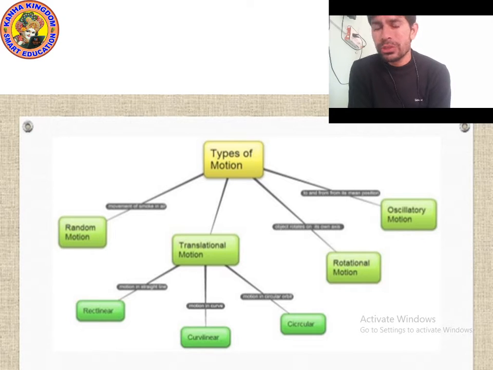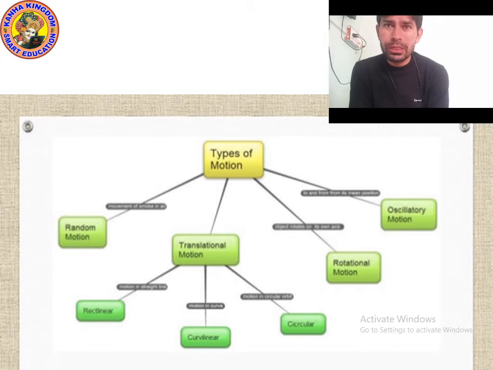Well, there is one more motion: rotational motion. So we can also say that there are four types of motion if we include rotational motion. Basically we study only three types of motion, but rotational motion is also included, so we can say that there are four types of motion. So RTO: R for random motion, R for rotational motion, T for transitional motion, O for oscillatory motion.